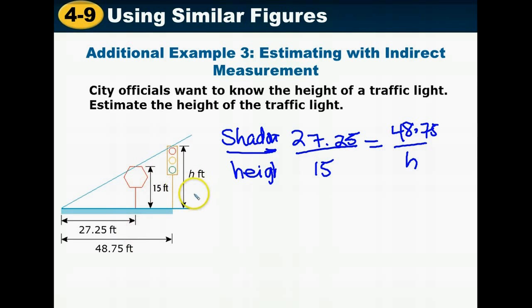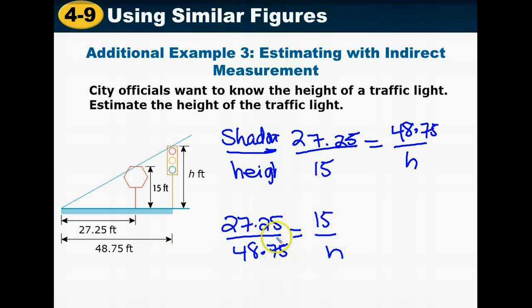Shadow to shadow and height to height would be no problem as well. If I were to do 27.25 over 48.75, again that would be the shadows, and then the height of the stop sign, which would be 15, to the height that I do not know. Again, if you see here, it's the exact same thing. When we find the cross product, we will still be doing 48.75 times 15 divided by 27.25. So that is how we will set up the proportions.